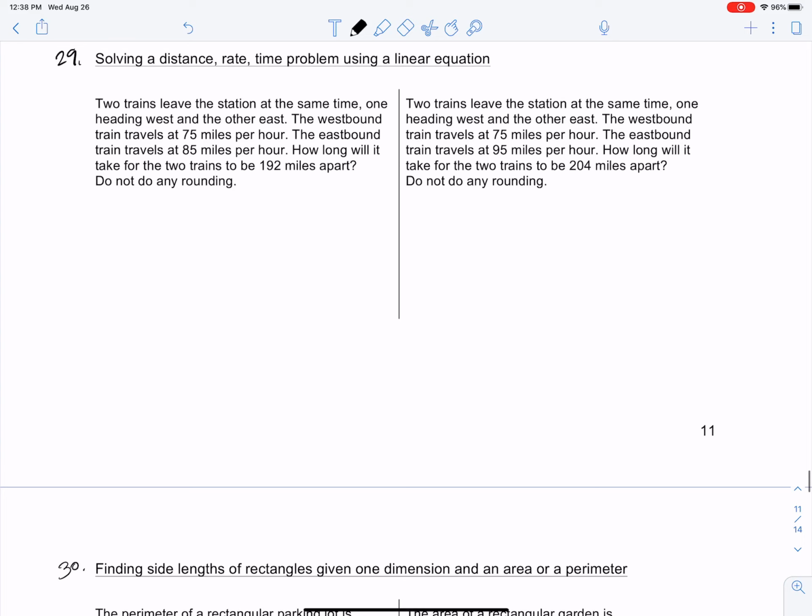So let's read it. 2 trains leave the station at the same time, one heading west and the other heading east, so they're going in opposite directions. The westbound train travels at 75 miles per hour. The eastbound train travels at 85 miles per hour. How long will it take for the 2 trains to be 192 miles apart? Do not do any rounding.